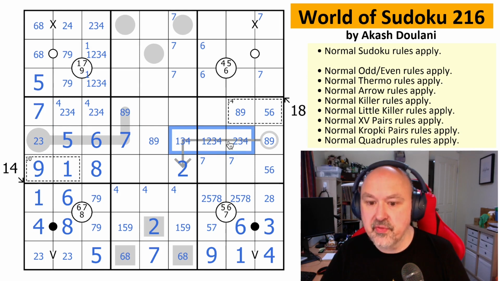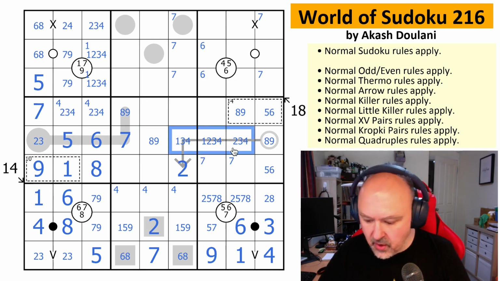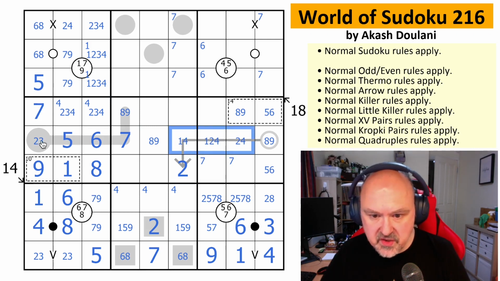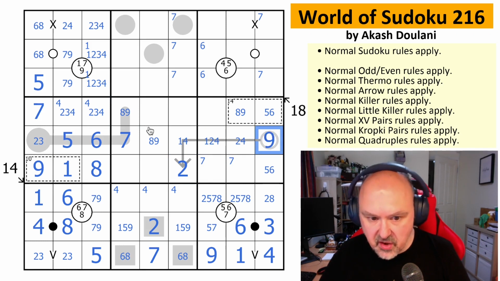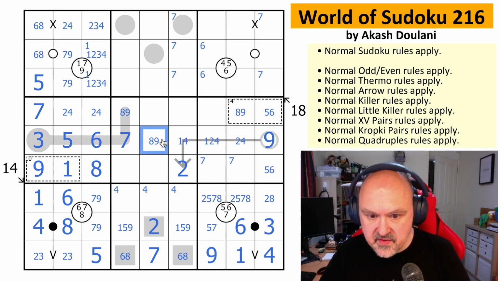So if I go 1, 3, 4, I've got 8, and that is a 2, which brings me to 10. I must use a 4. I can't use a 3 on the arrow. This is a 1, 2, 4, 2, getting me to 9, and this must be a 3. And there's no 3 here. That is a 2, 4 pair. This is now an 8. This is now a 9. I've got the thermo, and I've got most of the makeup of the arrow.